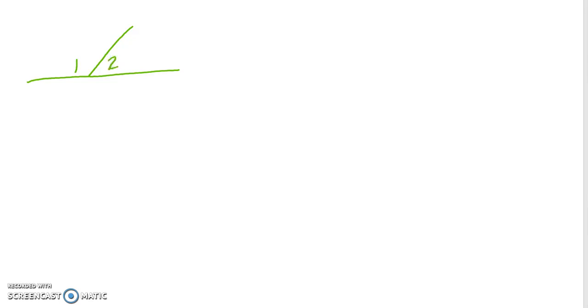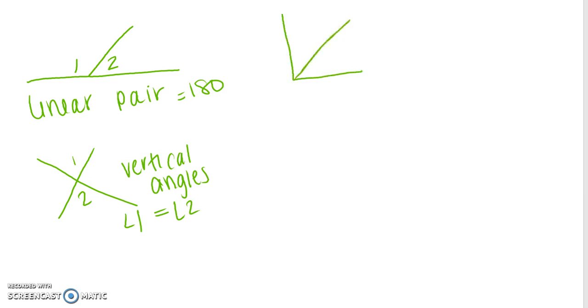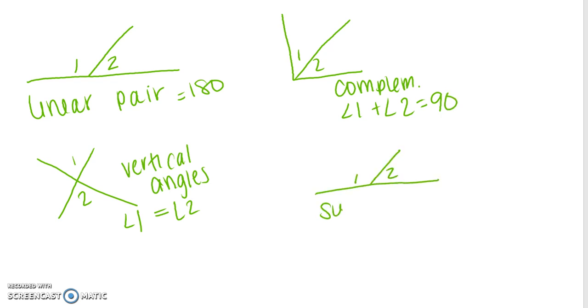When we have two angles that are next to each other and they form a straight line, these are called a linear pair because they make a line. If you have angles that are across from each other, these are called vertical angles. And remember, vertical angles are always equal to each other. So angle 1 would equal angle 2. Another type of angle we discussed earlier this year is complementary angles, where the two angles add up to 90. Another type of angle is called supplementary, and supplementary angles add up to 180.